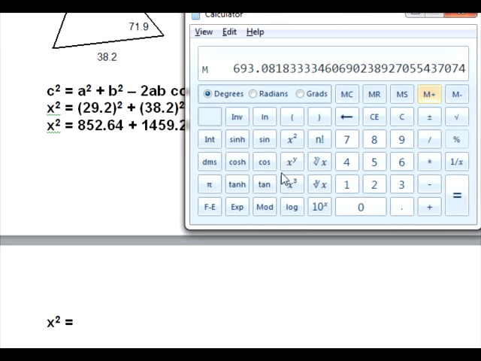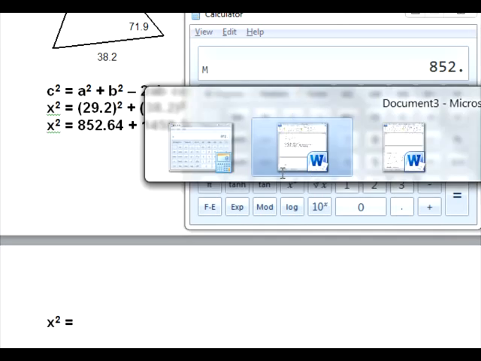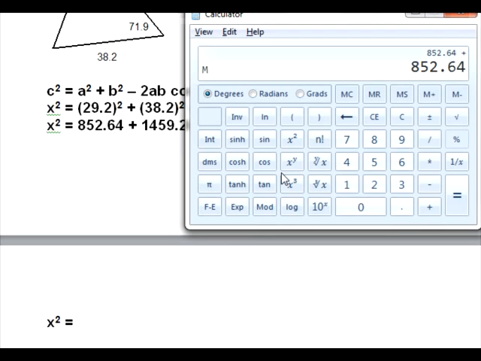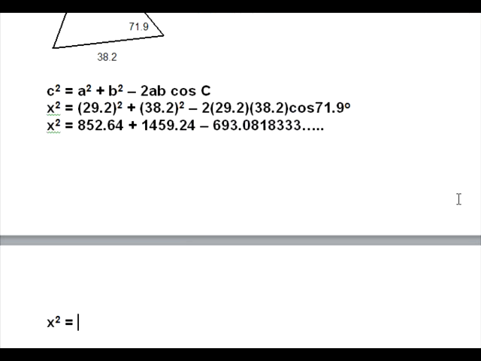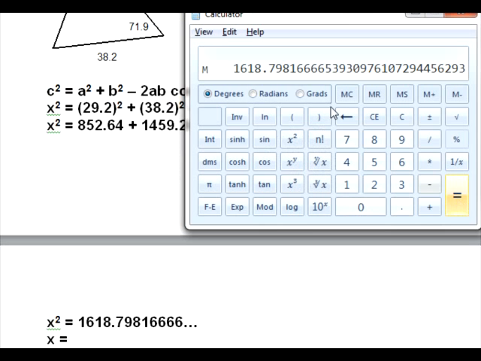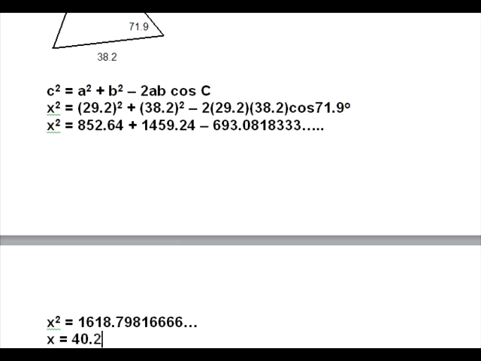I'm going to say 852.64 plus 1459.24 minus, I'll recall, and you get 1618.798.1666... So x is going to be the square root of that, which happens to be 40.2. And I hope a few people got that. That would make me very happy.